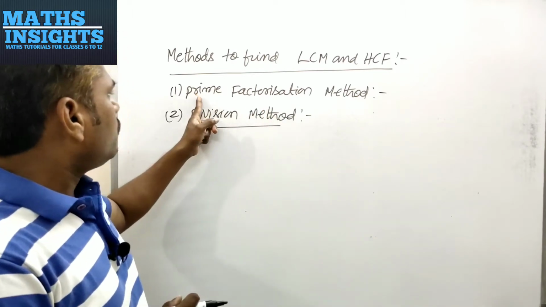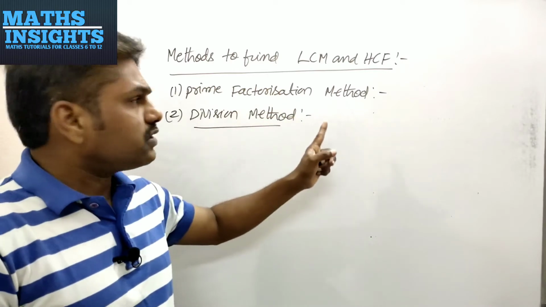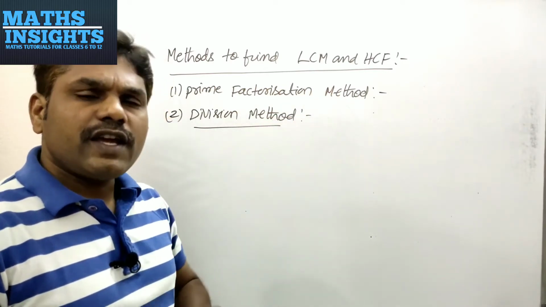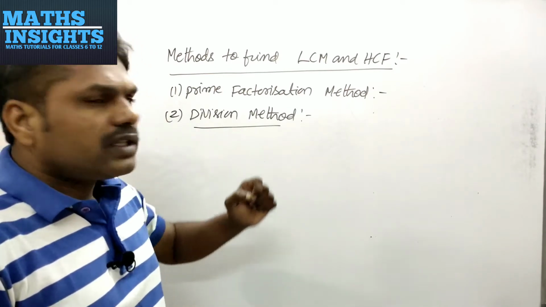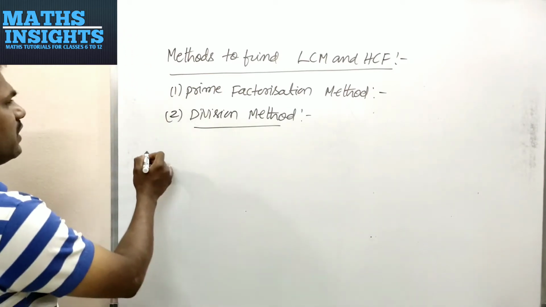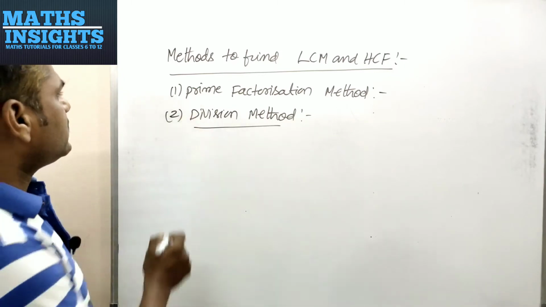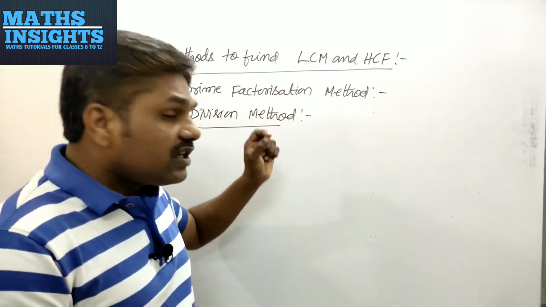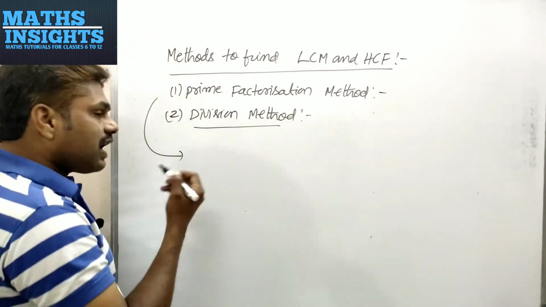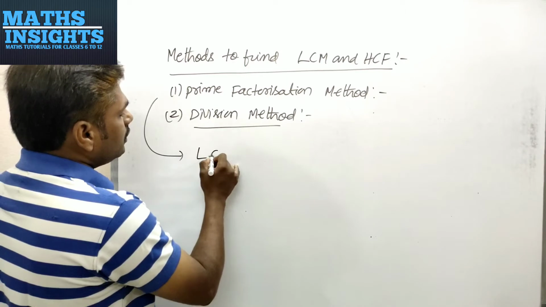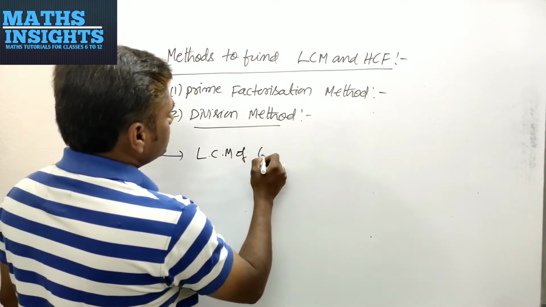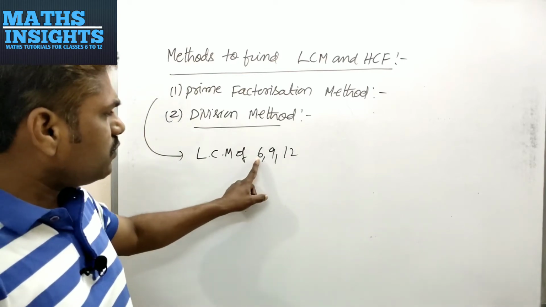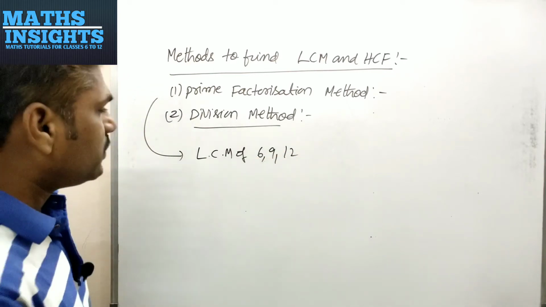First, you will know what is meant by prime factorization and how to find LCM and HCF. I will take the same numbers. See, prime factorization, the name itself says that you have to prime factorize the given numbers. What are the given numbers? I am taking one more number, LCM of 6, 9, 12. I am taking three numbers. First you have to prime factorize all these three numbers.